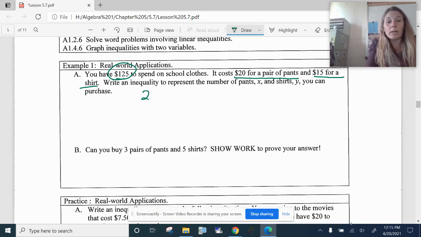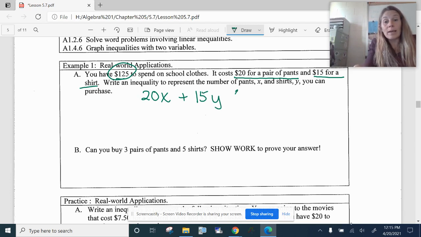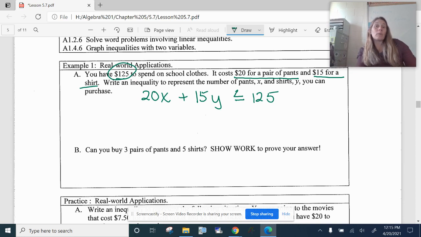So we have two things that we're purchasing, and we would add them together to get our total. So we would have $20 for each pair of pants plus $15 for each shirt, and hopefully that would be less than or equal to 125. Now think about it. Generally, we would write this as an equation and make it equal to 125, but in this scenario, you don't have to spend all your money, but you definitely can't spend more than what you have. So that's why it could be equal to or less than 125.